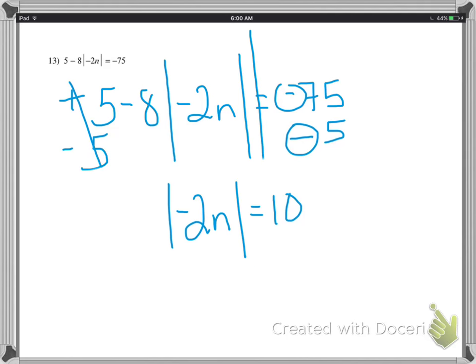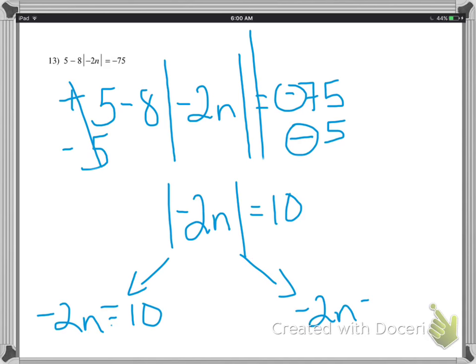At this point, I always tell you, break open those absolute value bars, right? And set it equal, negative 2n equal to the 10, and the negative 2n equal to the negative 10. I have another video that's just on intuition. Why did I just do that? Why did I set one equal to itself and then to the negative version? Watch that video if you're confused.